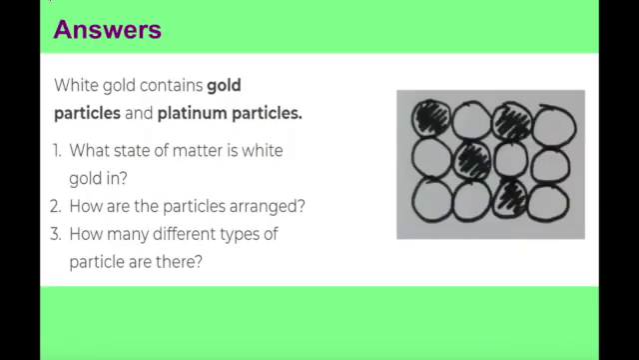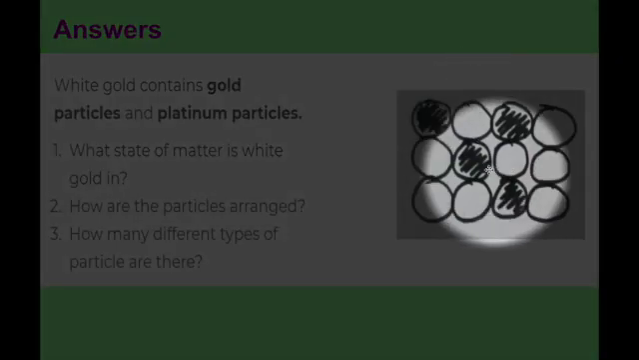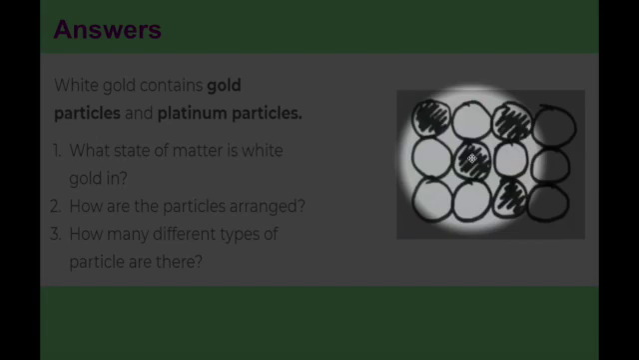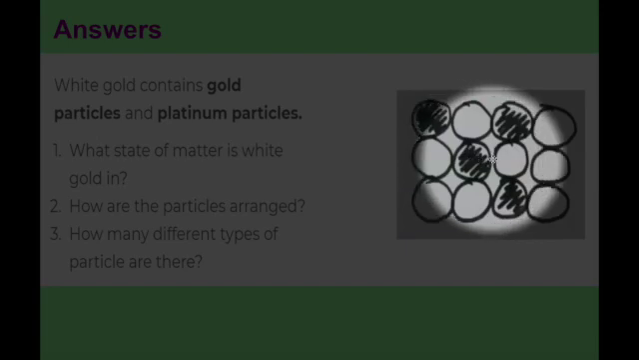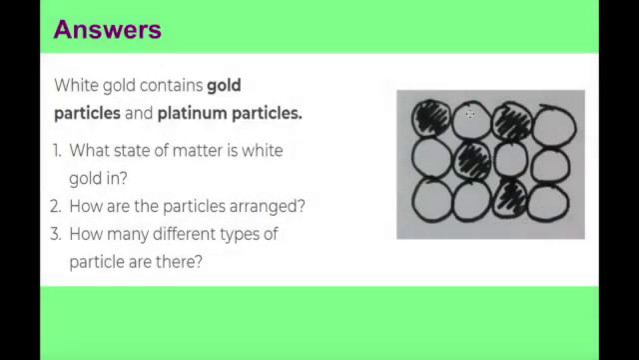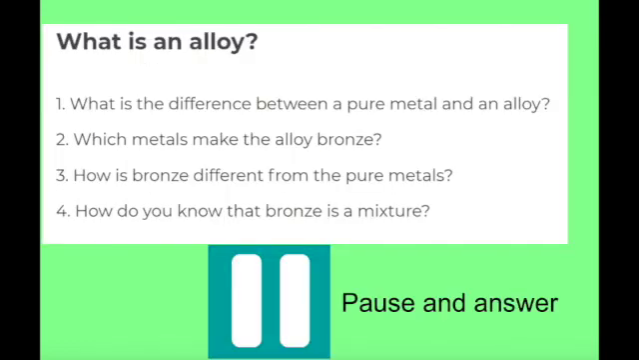Okay, now the answer should look something like this. So your diagram should look a bit like this one on the side here. Okay, and if you use different colours, that's fine. So we've got our gold particles and our platinum particles together because it's an alloy. Okay, and it's a solid because it's in rigid rows, don't move. So what state of matter is it in? It's a solid. How many particles are there arranged? Well, there are two. How are the particles arranged? They're arranged in rows and they are solid. How many different types of particle are there? There are two. There are gold and there are platinum ones.